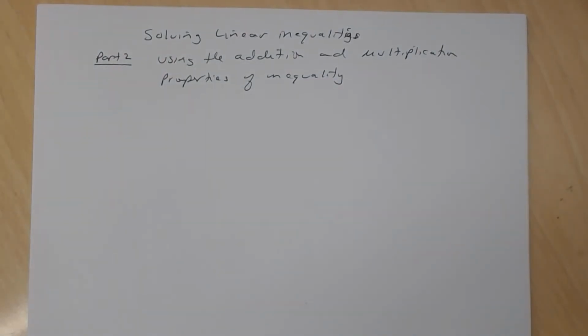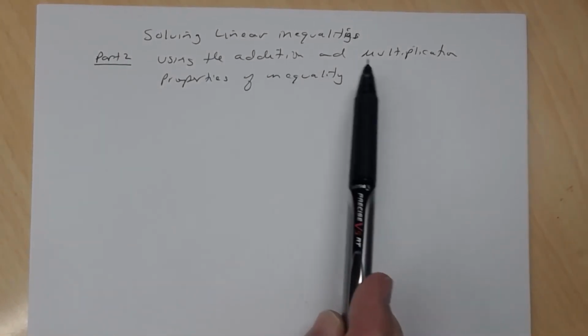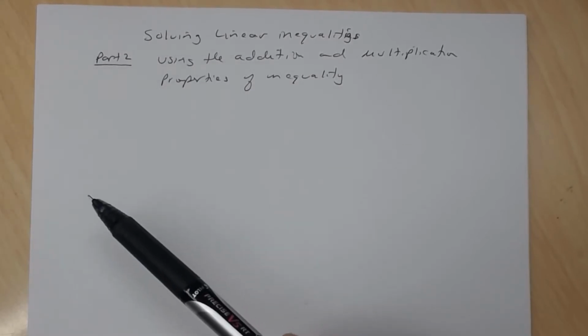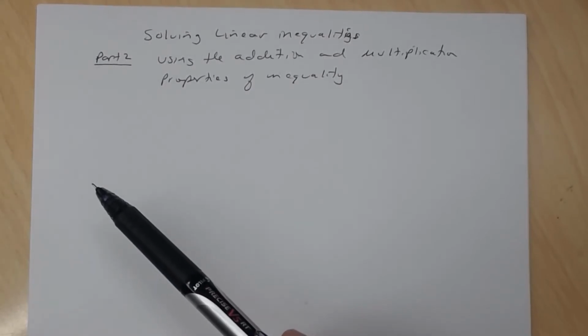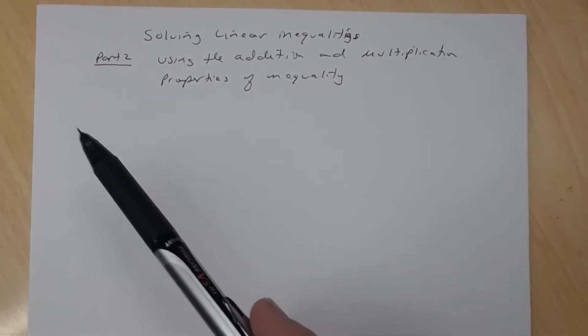Okay, so in this lesson, we're going to look at solving linear inequalities. We're going to particularly look at using the addition and multiplication properties of inequality. In a previous lesson, we looked at using the addition and multiplication properties of equality. So now we're going to look at an inequality.